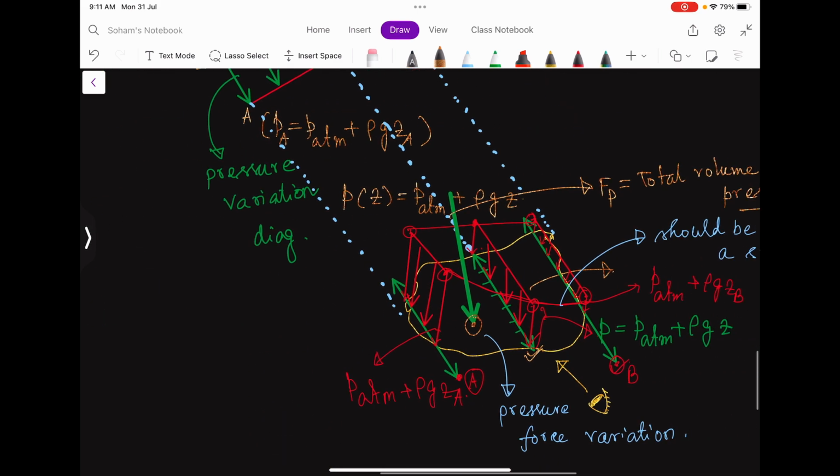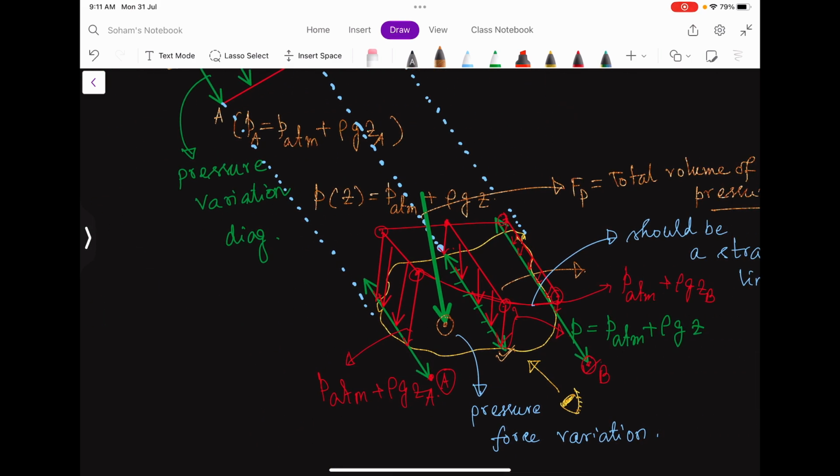But now my focus is on this point. That is called the center of pressure.